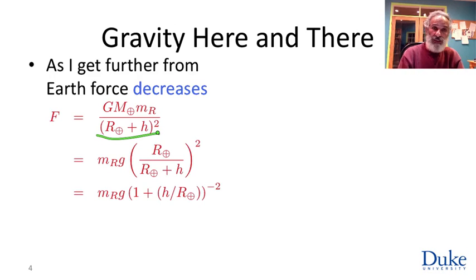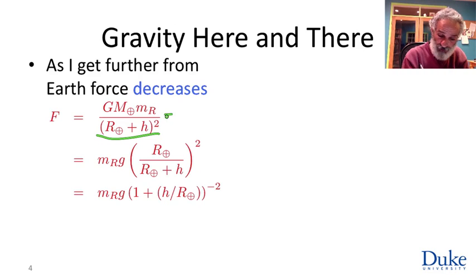I want to get a quantitative estimate of this. So let h be my altitude above the ground. This is what Newton's formula predicts for the force of gravity on an object of mass m, say me. I'm going to rewrite this in a useful way.